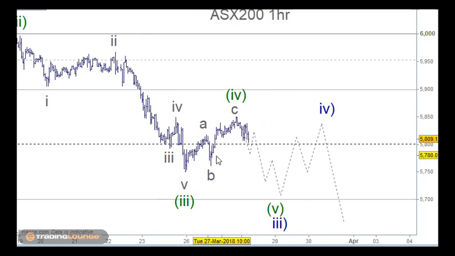So last time we spoke, we were down here looking for an A and a B and a C, coming back to this wave 4 here. So we've got that now. So what we're looking for now is 5 waves down into the 5700 here.